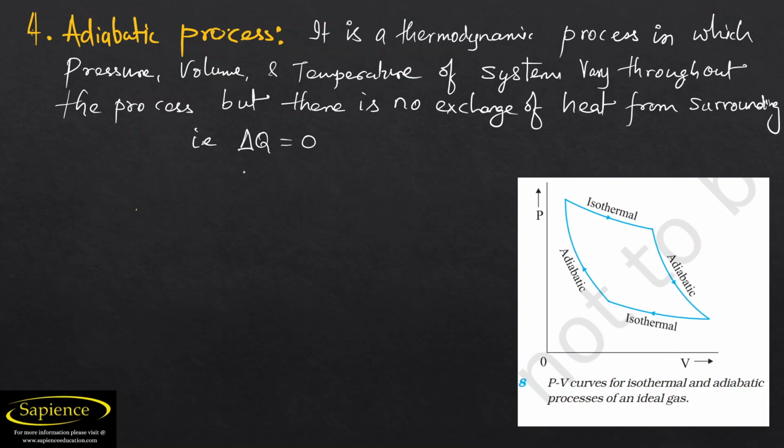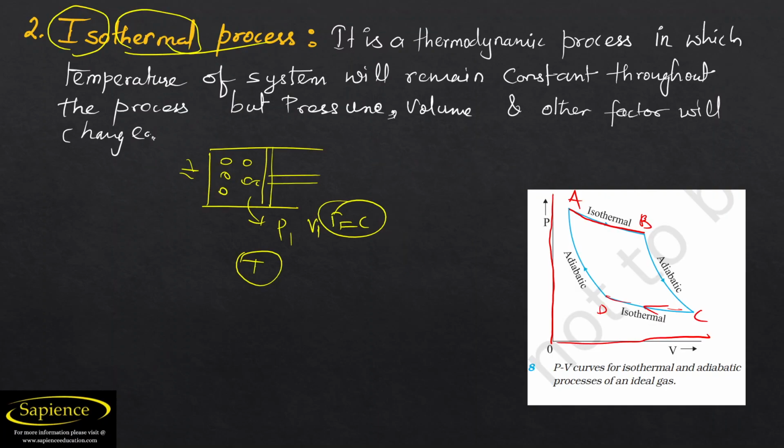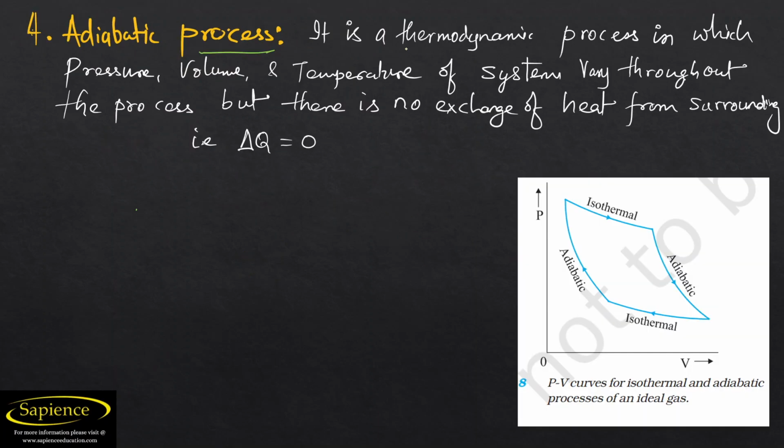Now next is the adiabatic process. It is a thermodynamic process in which the pressure, volume and temperature of the system vary throughout the process, but there is no exchange of heat with the surroundings. Let us take a piston cylinder only. This is a cylinder and this is a piston, and there is a gas inside it.